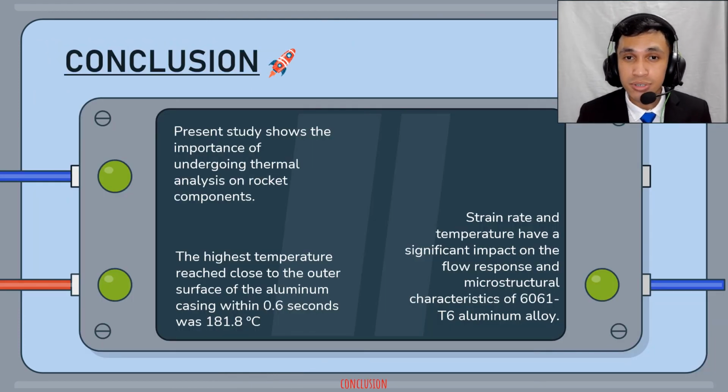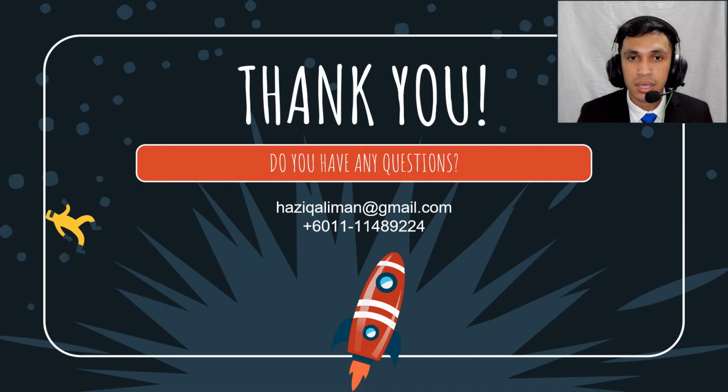It can be concluded that the present study shows the importance of undergoing thermal analysis on rocket components. Secondly, the highest temperature reached close to the outer surface of the aluminum casing within 0.6 seconds was 181.8 Celsius. Finally, the strain rate and temperature have a significant impact on the flow response and microstructural characteristics of 6061 T6 aluminum alloy.